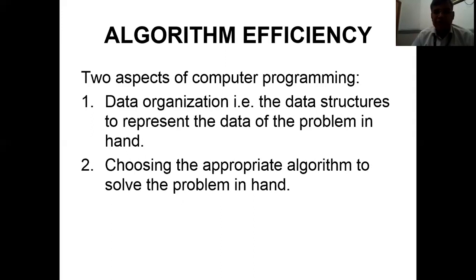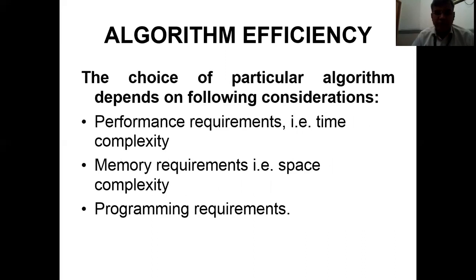There are two aspects of computer programming. Number one, data organization, that is the data structure to represent the data of the problem in hand. Second, choosing an appropriate algorithm to solve the problem in hand. Okay? These are the two aspects. Then the choice of a particular algorithm depends on the following considerations. Number one, performance requirement, that is the time complexity. Next, memory requirement, that is the space complexity. Then programming requirements. So these are the requirements.